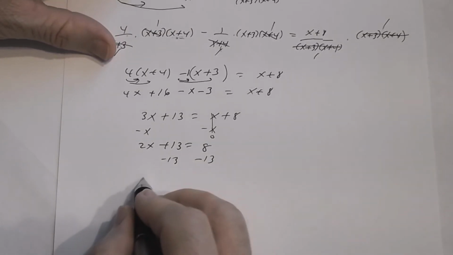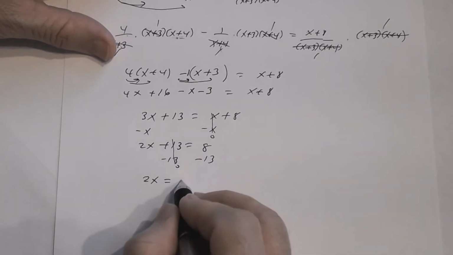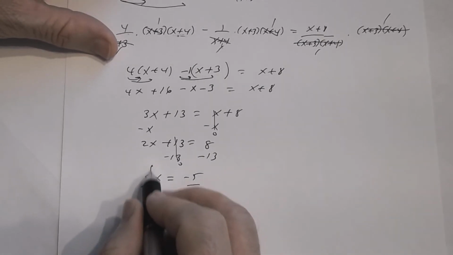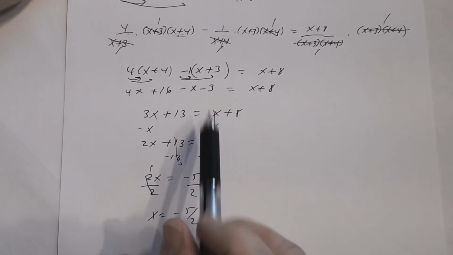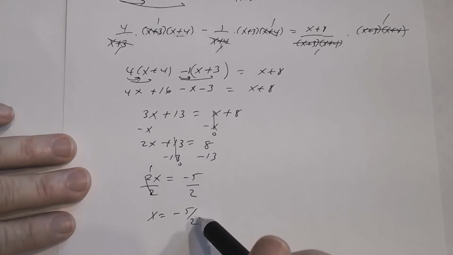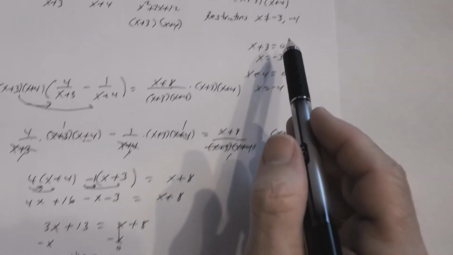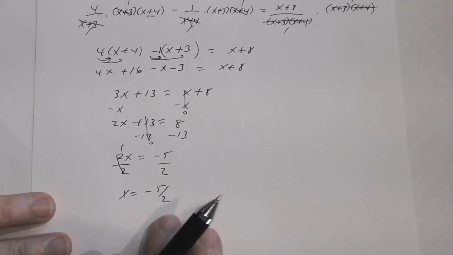It looks like I get 2x equal, this is 0, what's that, -5? And then divide both sides by 2, I get x to be -5/2. And so, assuming I did all this work correct, then your solution would be -5/2. All right, now check the restriction. It's not a restriction, so we're good. See that? That's not a restriction. So that should be the solution.